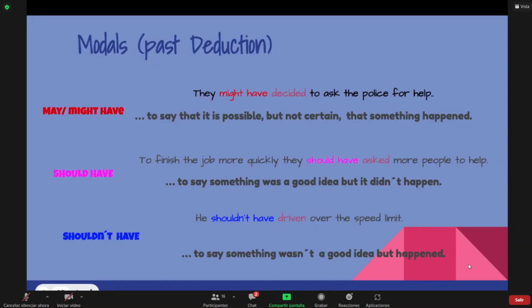Is there any problem with the slide? Is there a question about the slide? No, I just want to read it, but thank you, teacher.